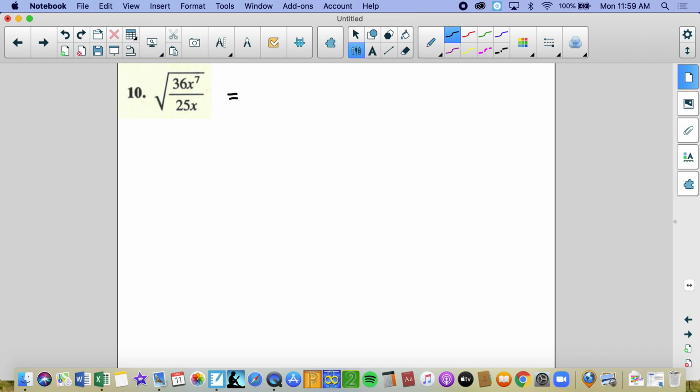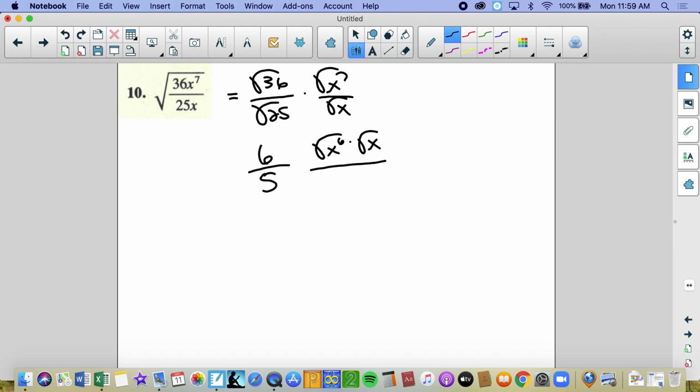Okay, let's do this. Let's separate each one again. We have rad x to the 7th, rad x. So I see that rad 36 is a perfect square. That's 6. Rad 25 is a perfect square. That's 5. And now I want to break this up. So I'm going to do something a little bit more advanced here. I'm going to break up x to the 7th into x to the 6th and x.